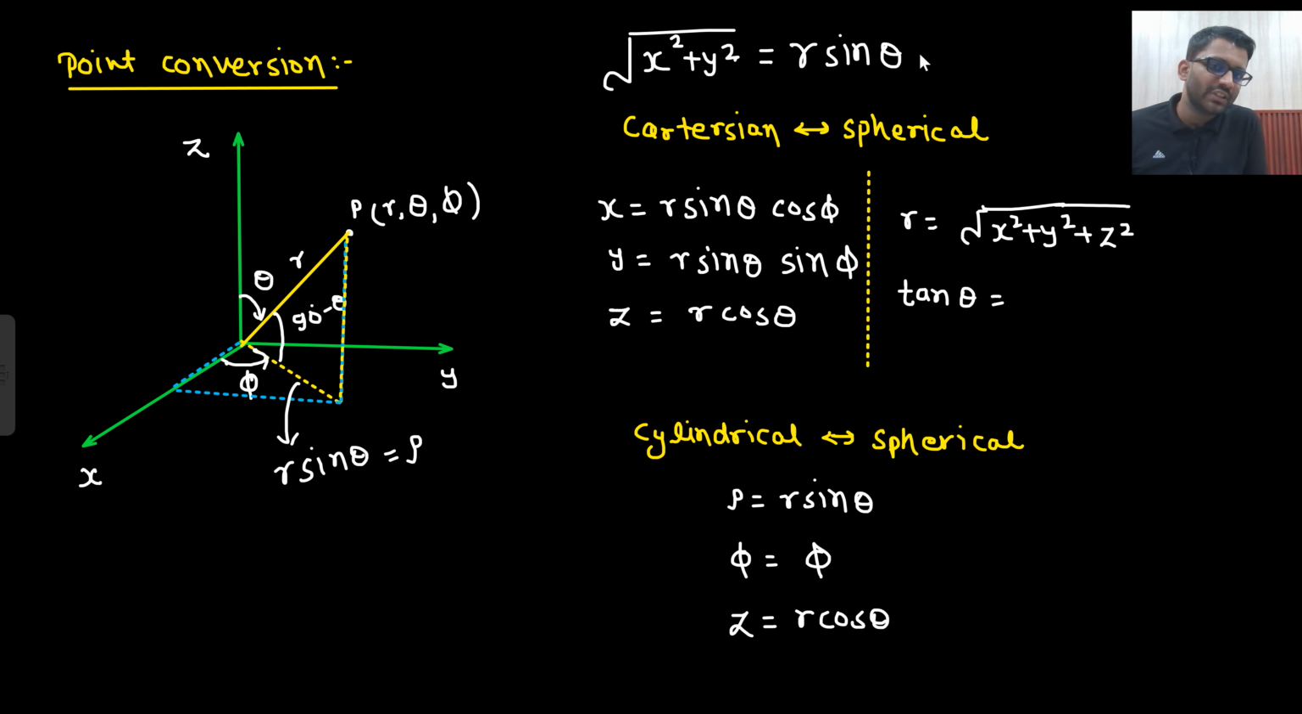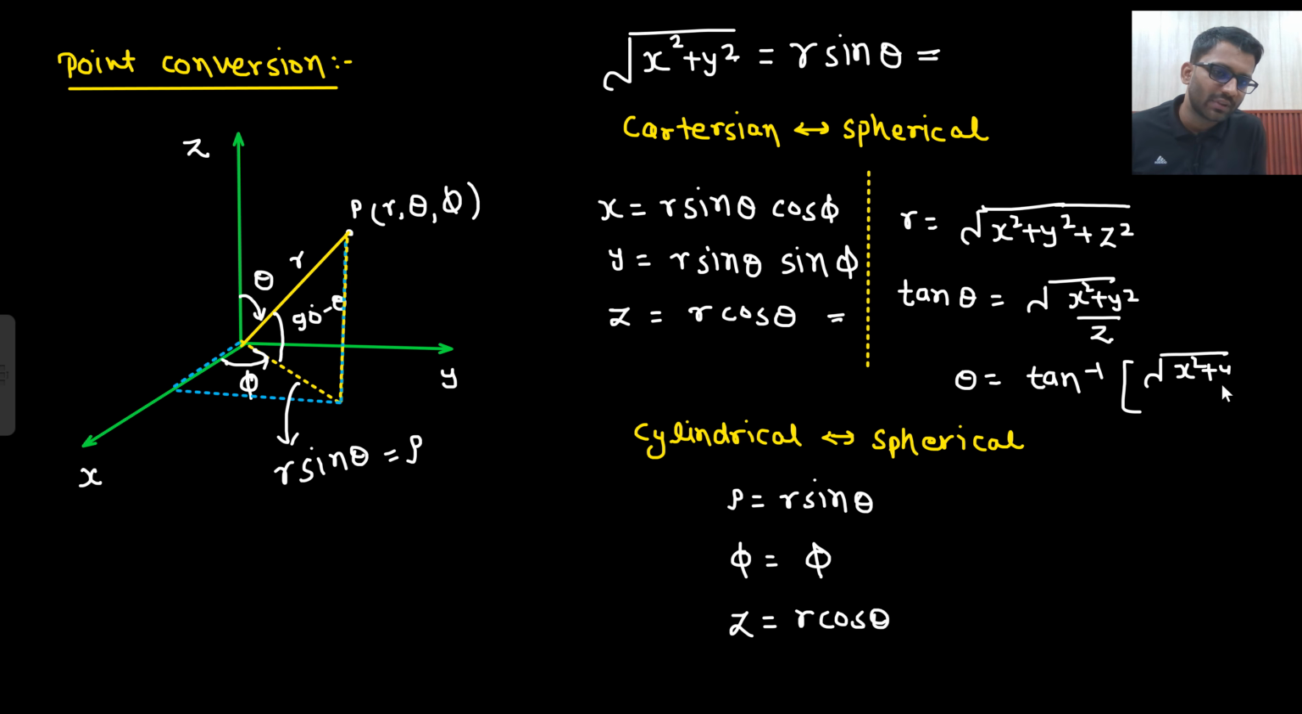So can I do like this? If I divide these two equations, what am I going to get? Tan theta is equal to root x square plus y square divided by z. So my theta will be tan inverse root x square plus y square divided by z. Did you understand this?